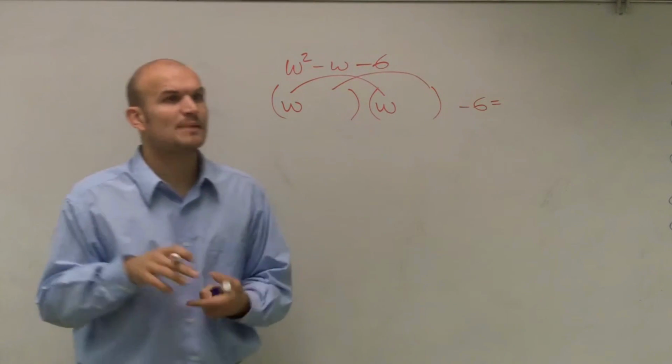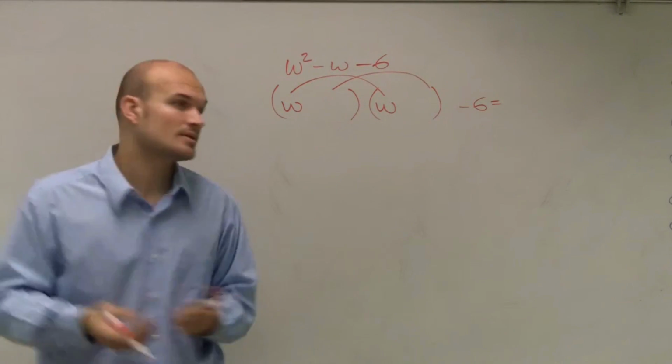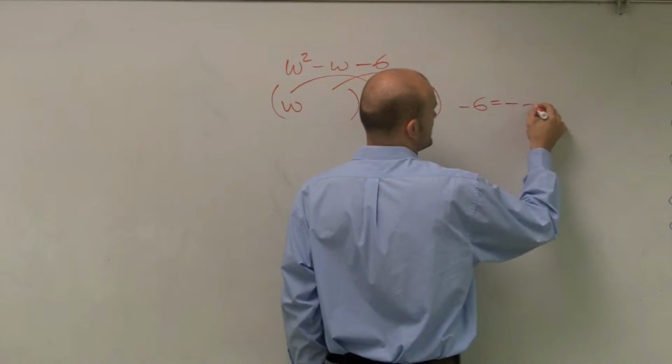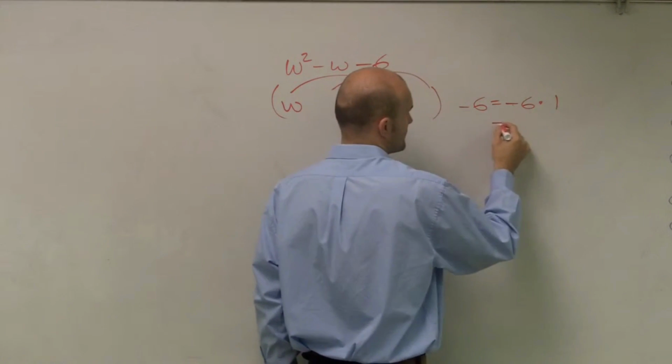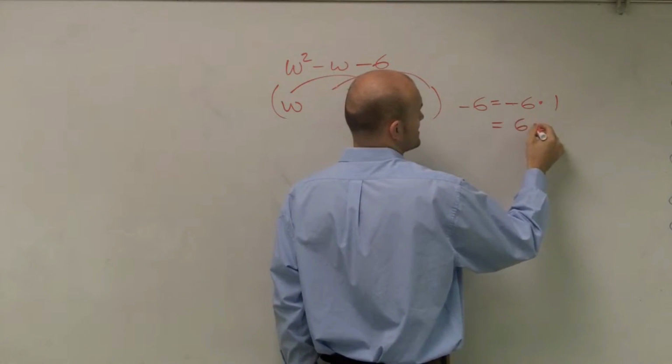We have to multiply a positive times a negative, right? So therefore, I can multiply negative 6 times 1. I can multiply a 6 times negative 1.